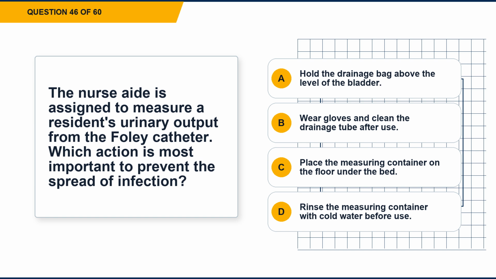Option A, hold the drainage bag above the level of the bladder. Option B, wear gloves and clean the drainage tube after use. Option C, place the measuring container on the floor under the bed. Option D, rinse the measuring container with cold water before use.